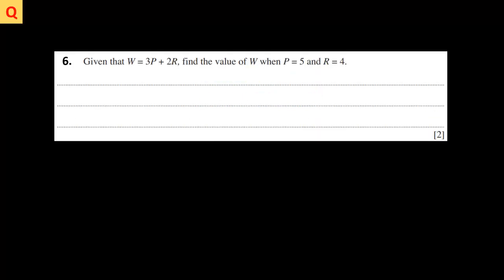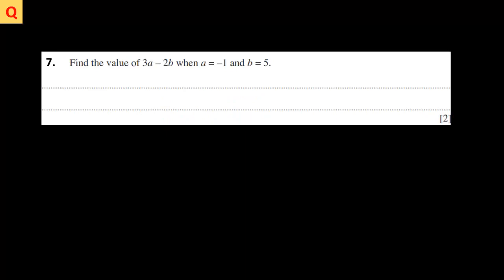Similar thing, P is 5, so 3P is 3 times 5 plus 2R. Well, R stands for the number 4, so it's 2 times 4. 15 plus 8 is 23. So 5 and 6 are examples of using substitution into a formula. So let's get back to the expressions. Find the value of 3A minus 2B. A is -1, B is 5. So 3 times -1, and then we got minus 2 times 5. So 3 times -1, first of all, is -3, and then 2 times 5 is 10, and it's -10. -3 minus 10 is -13.